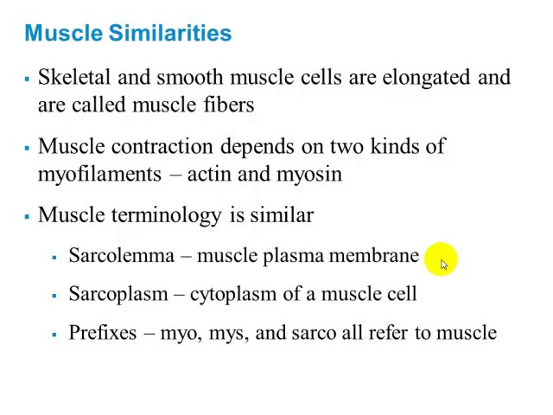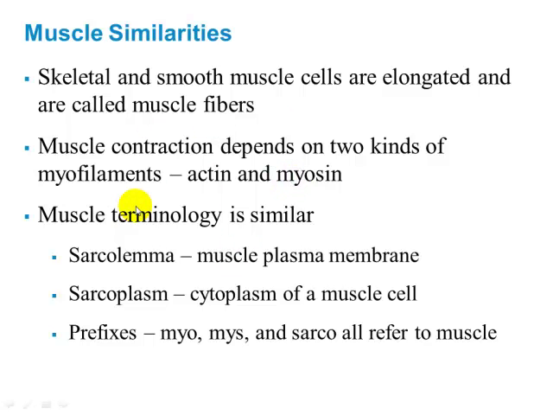Whenever you see muscle terminology, there are certain key prefixes that are important: myo, mys, or sarco. If you see myo in a word, it means muscle. So a myofilament is going to be the filament of the muscle. Muscle contraction is going to be dependent on these myofilaments, actin and myosin, and these are proteins, and we will look in depth at the structure of these proteins and how they interact.